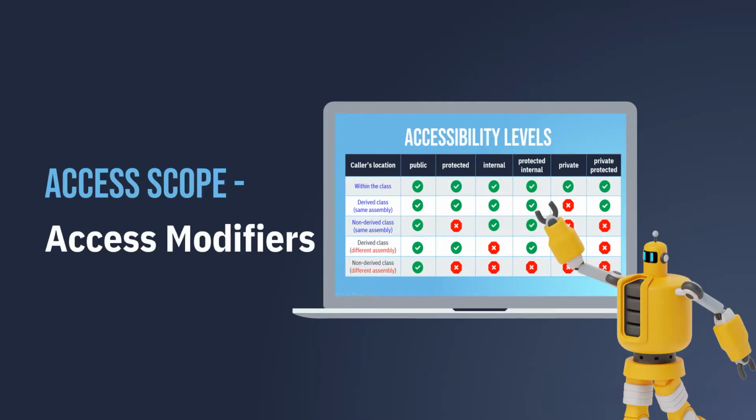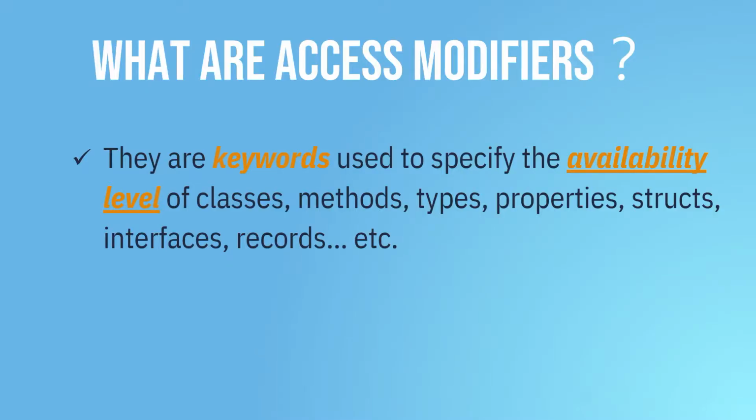Hi everyone, in this video we are going to talk about the access modifiers. What are access modifiers? They are keywords that are used to identify the availability scope of a certain code. We can use them on classes, methods, types, properties, and so forth.